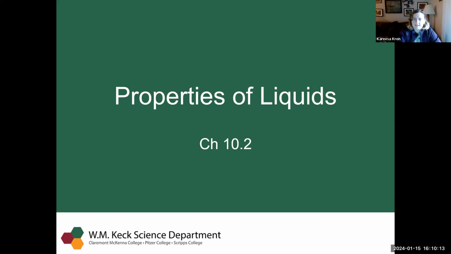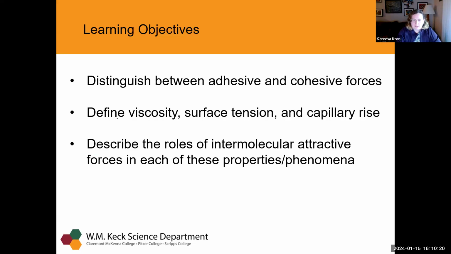This is Prof. K speaking, and today we're going to be talking about the properties of liquids. So our learning objectives for today are to distinguish between adhesive and cohesive forces, to be able to define and use viscosity, surface tension, and capillary rise, and then start to talk a little bit about the roles of intermolecular attractive forces in each of these properties and phenomena.